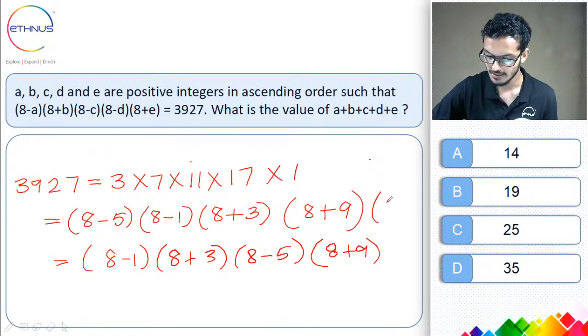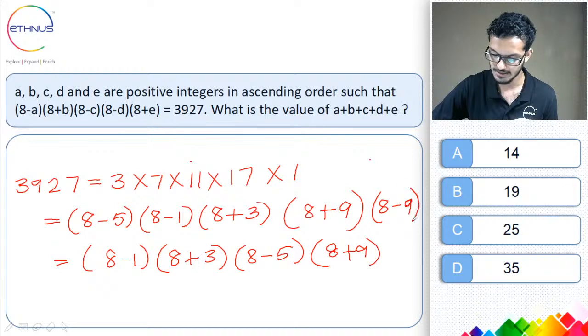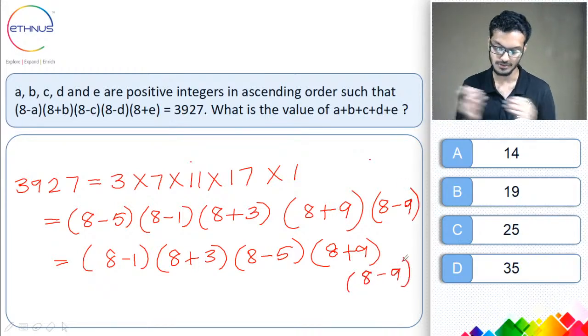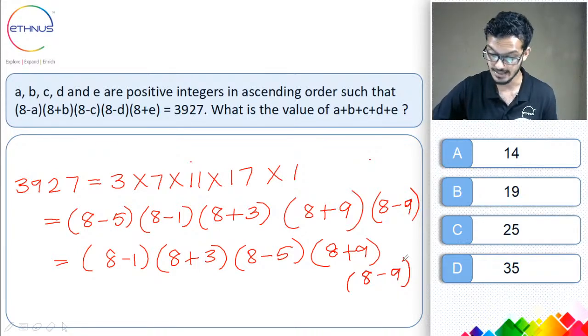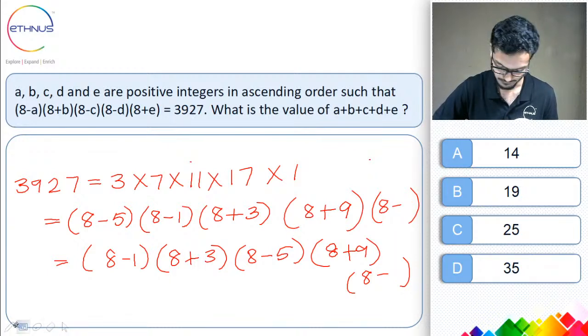So we can add that, which is nothing but 8 minus 8 minus 9. That is what we get. So 8 minus 9, you can just add that also. So this is what we get. I'm sorry, not 8 minus 9, 8 minus 7. Okay, let me just correct it. It's not 8 minus 9, it's 8 minus 7. Yes, so this is what we get.